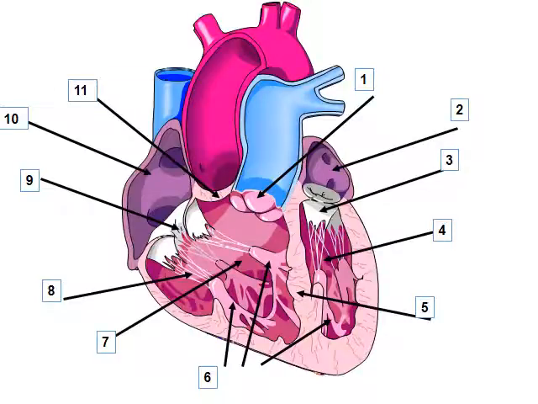This is a cross-sectional diagram of the heart. I'd like you to have a go at labelling the diagram. On a piece of paper, note the labels 1 to 11. You should pause the presentation and restart once you have completed the labelling.